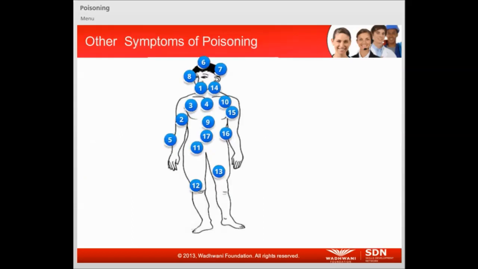Other symptoms of poisoning are: click each hotspot to know more. 1. Blue lips. 2. Skin rashes. 3. Difficulty in breathing. 4. Vomiting. 5. Fever. 6. Headache. 7. Giddiness or drowsiness. 8. Double vision. 9. Abdominal or chest pain.